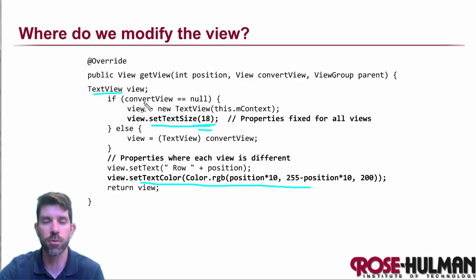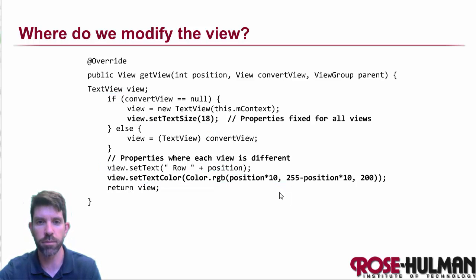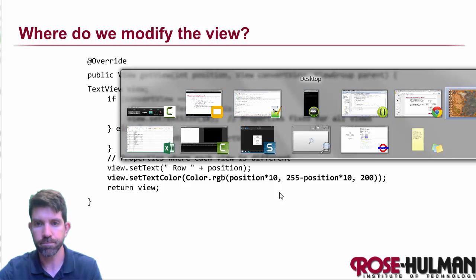So whether you created it from scratch or recycled a convertView, we knew that the position was going to be different for each one, but we could also make it so that the color is different for each one, and we get that rainbow color there. Let's go ahead and do that just because that's an interesting one to play around with.